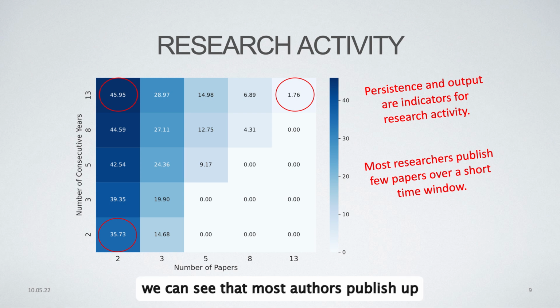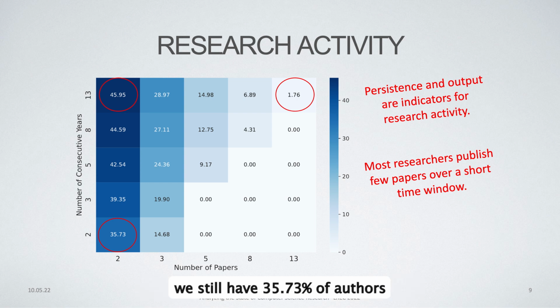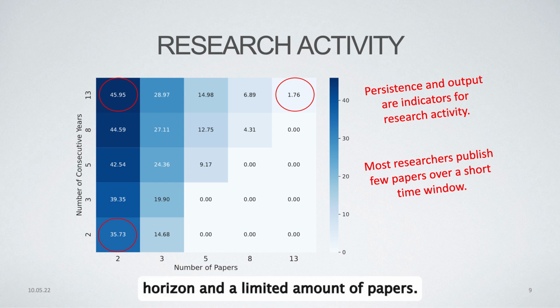We can see that most authors publish up to 2 papers over a time of 13 years, and when reducing the number of years, we'll still have 35.73% of authors who published their 2 papers in 2 years. And assuming that many researchers are actually PhD students, and an average PhD takes around 3 years, it makes sense for the mass to be centered around a rather short time horizon and a limited amount of papers. Many more questions about research activity and productivity can be answered in the future using D3, which will make computer science research more transparent.